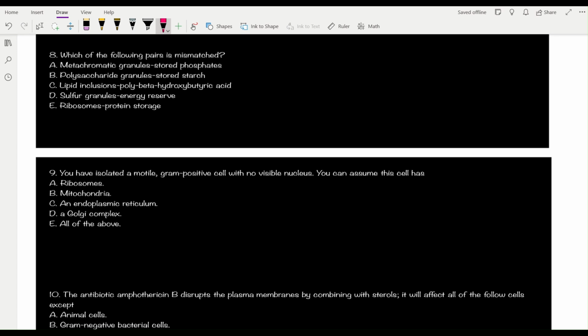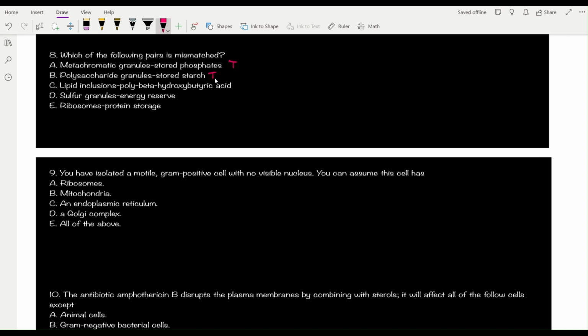Question 8. Which of the following pairs is mismatched? A. Metachromatic granules store phosphates. That is true. And some of those phosphates are used to synthesize ATP. B. Polysaccharide granules store starch. When coming into contact with iodine, the starch turns blue. So that is true.